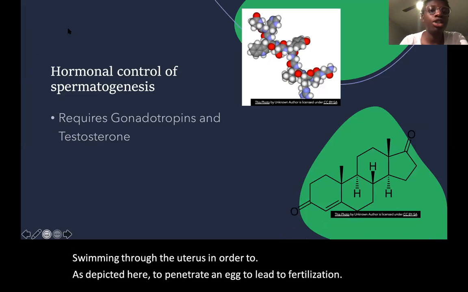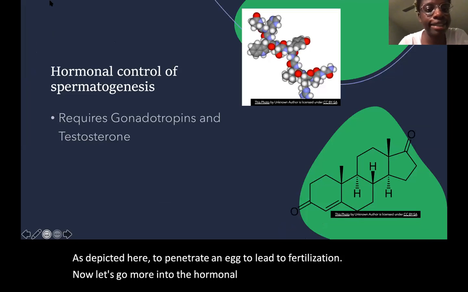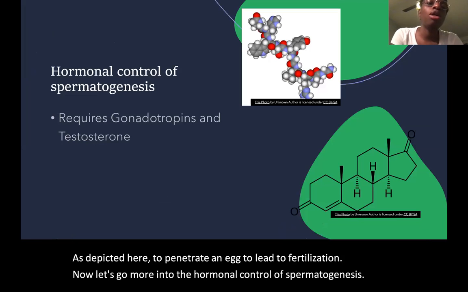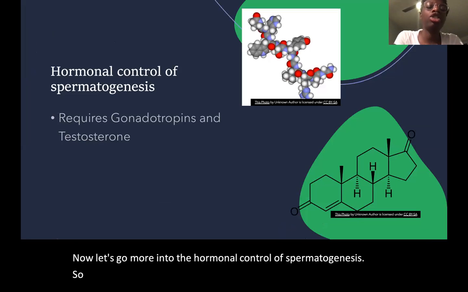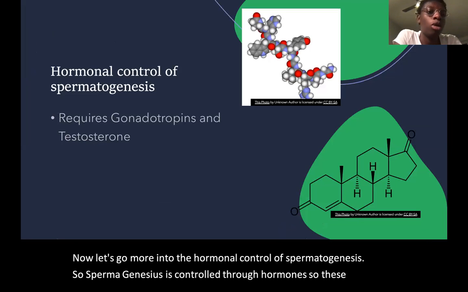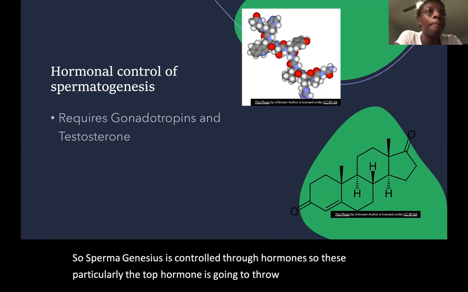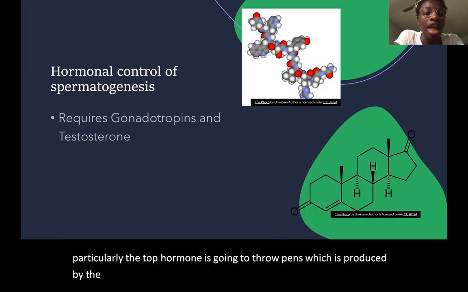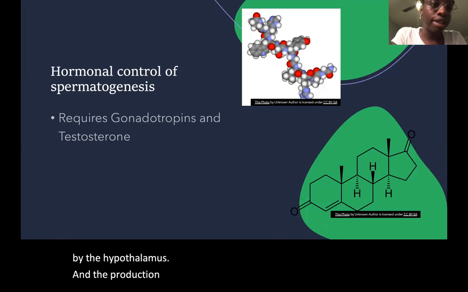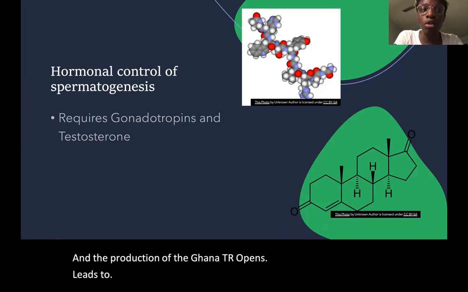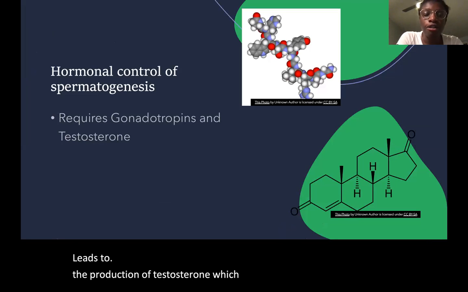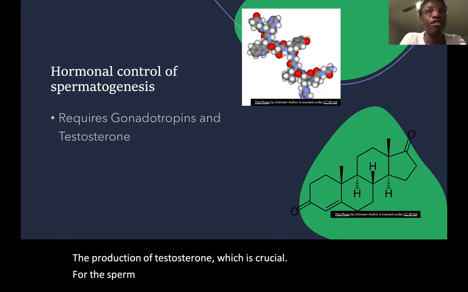Now let's go more into the hormonal control of spermatogenesis. So spermatogenesis is controlled through hormones. Particularly the top hormone is gonadotropins, which is produced by the hypothalamus. And the production of the gonadotropins leads to the production of testosterone, which is crucial for the sperm production to occur, for the development of sperm to occur, and later maturation.